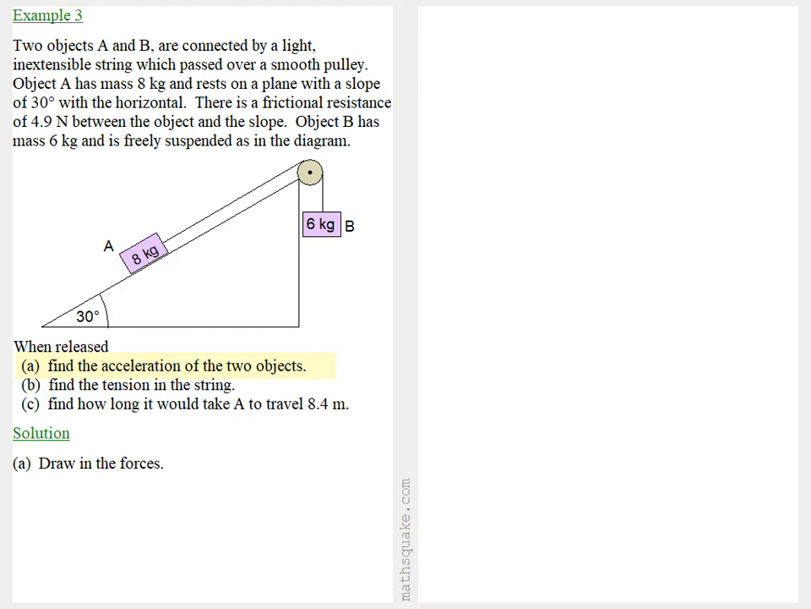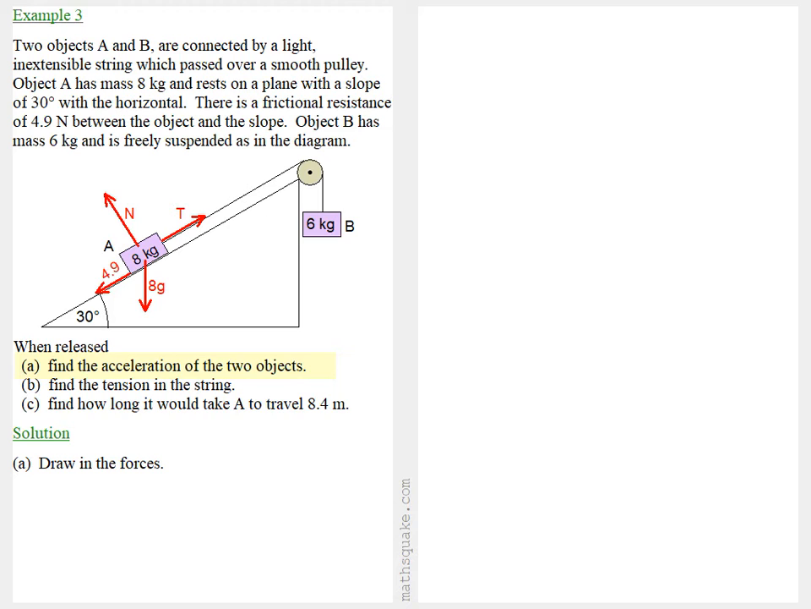So the forces acting on A are its weight, which is 8g, where g is 9.8. We have a normal reaction, which is at right angles to the plane. We can call that N. We have the tension in the string, which we'll call T. And we have the frictional force. Now, because we're assuming it's moving up the plane, the frictional force will be down the plane, 4.9 newtons.